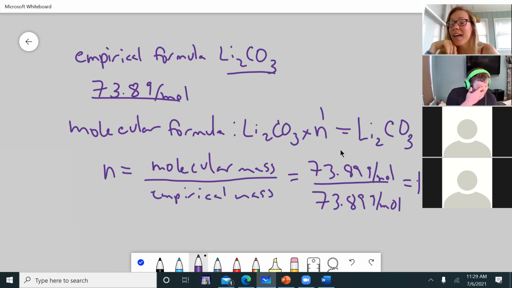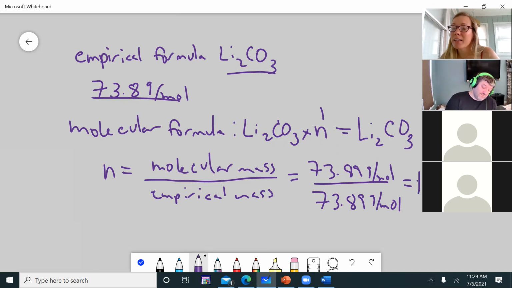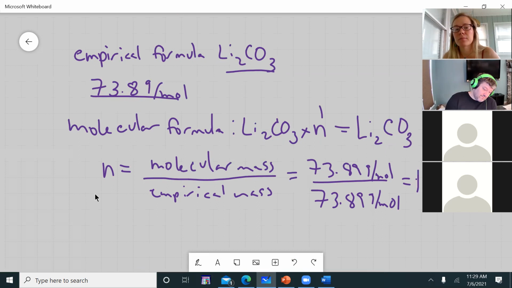Li2CO3. Sometimes that happens, especially with salts, where you have a metal and a non-metal, the molecular and the empirical formula are actually the same. So that's why I was saying if it was tricking you and you're wondering, why is it 1? What's 1? It just means that your molecular formula and your empirical formula are the same thing.